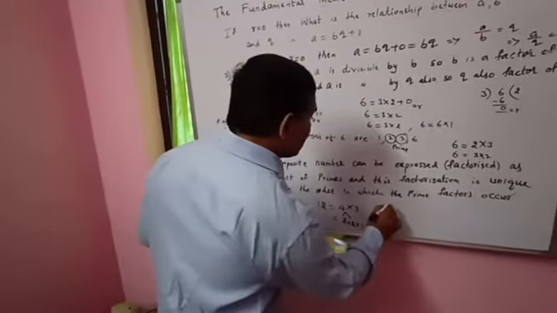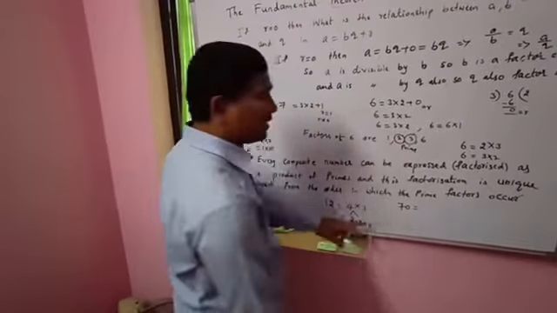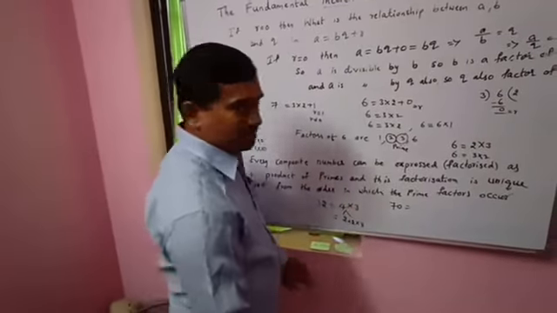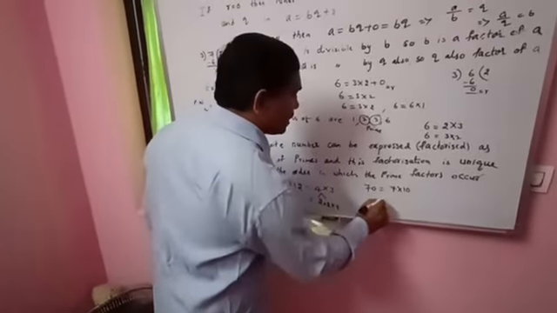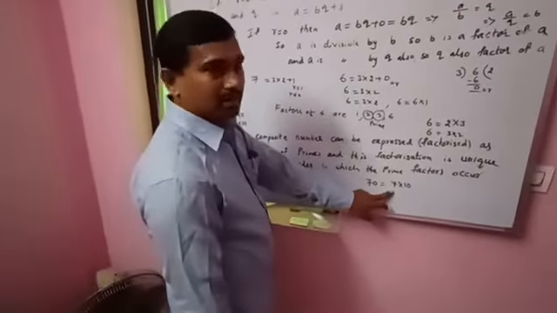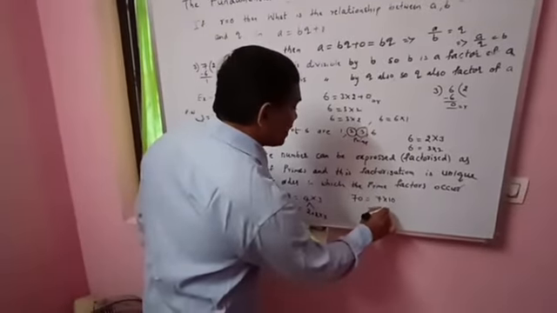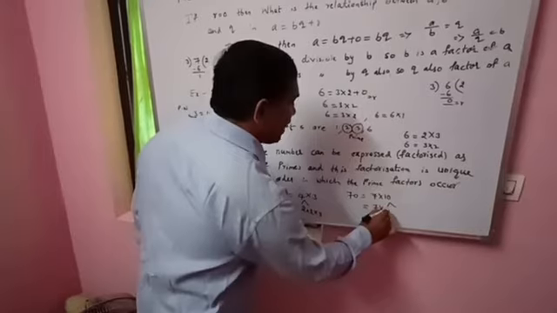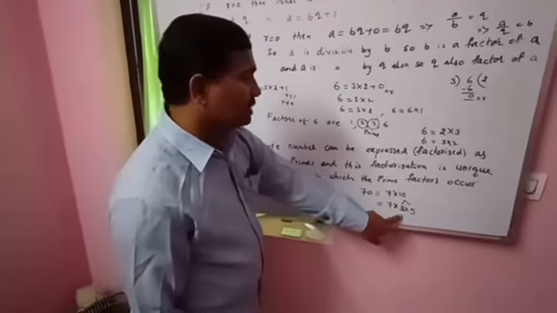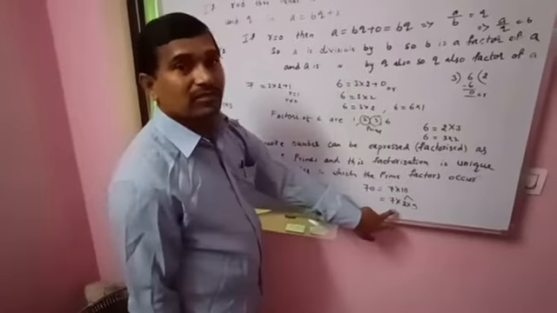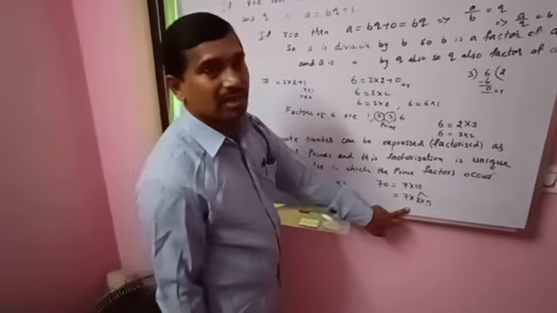If you take 70, 70 can be expressed as a prime factorization. So first 70 can be written as 7 into 10. Here 7 is a prime number, 10 is not a prime number. So again factorize 10. 10 can be written as 2 into 5. Now check it. 7, 2, 5: these three are prime factors. So that is the number 70 as prime factorized.